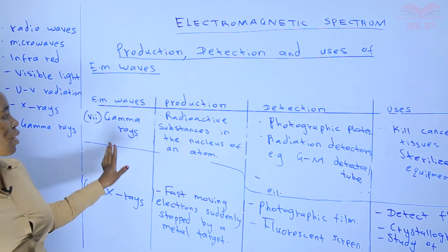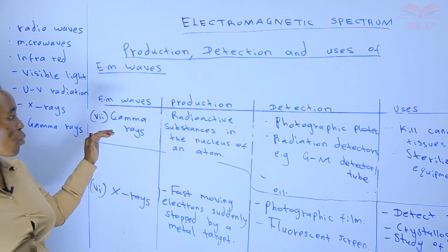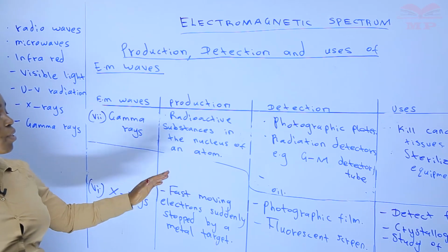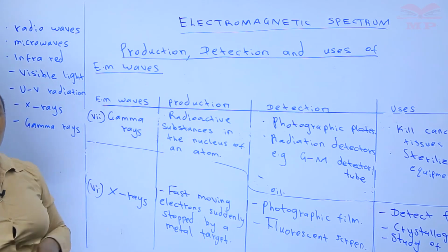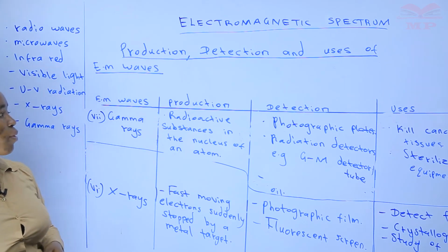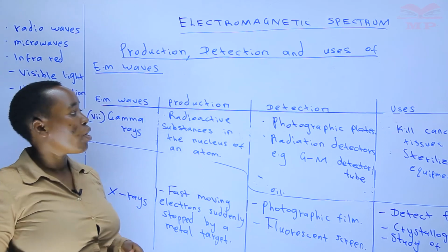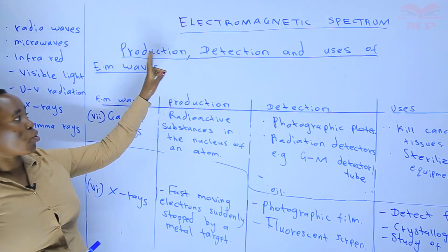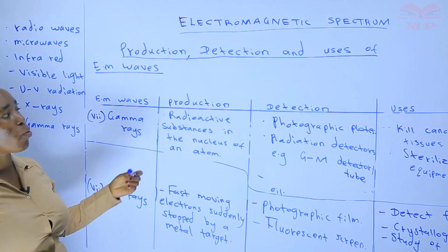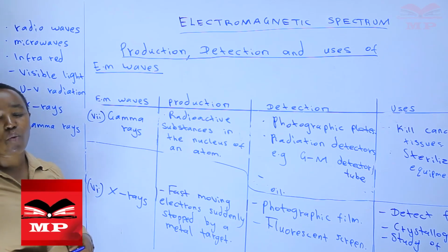Now that we have been able to write the whole summary here, you should go through it every now and then, so that you can master how each of the EM waves is detected, how they are produced, and how they are used. In the last lesson, which is the end of the electromagnetic spectrum, we'll be looking at the dangers of the electromagnetic waves.